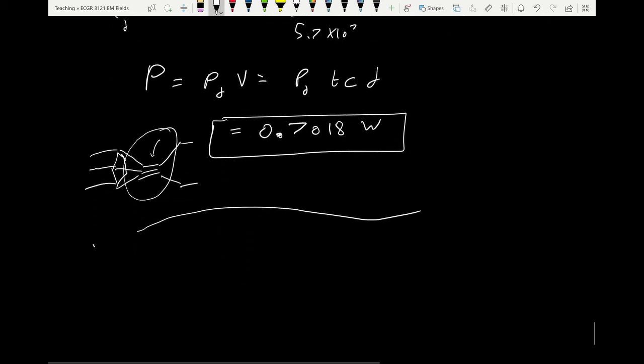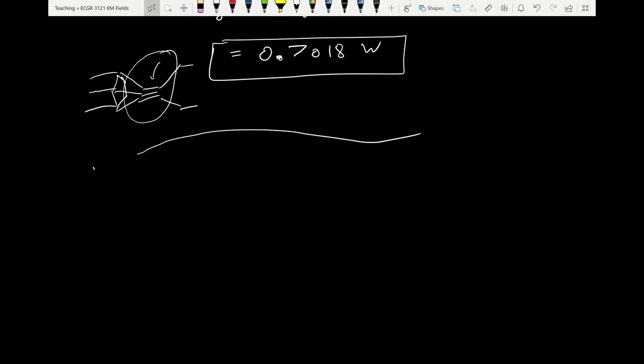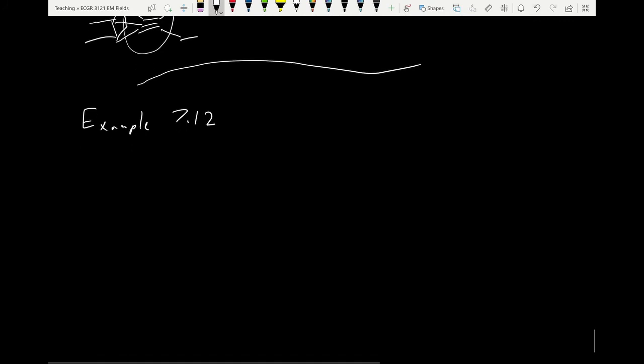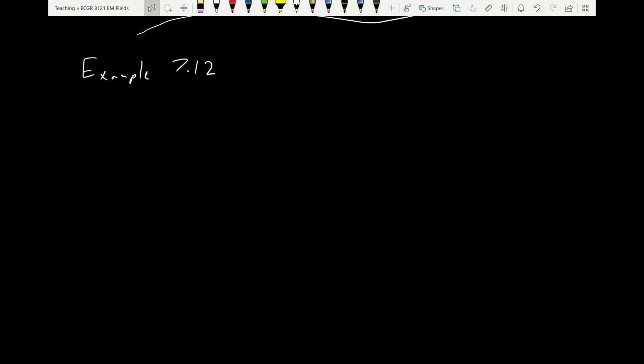Now I want to jump to example 7.13. Oh no, sorry, not example 7.13. Example 7.12, which is an interface condition example. It's an interesting example. Let's assume that this is the coordinate system. So I have y coordinate and z coordinate. And then I have some current flowing, right? Some J1.